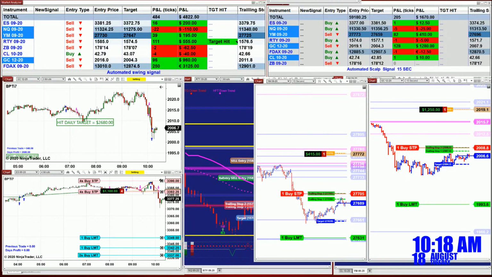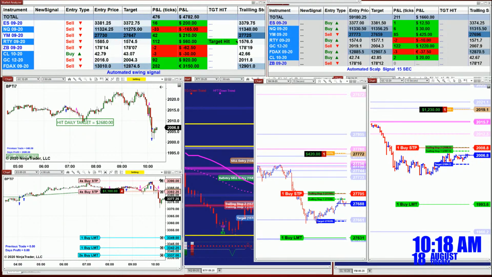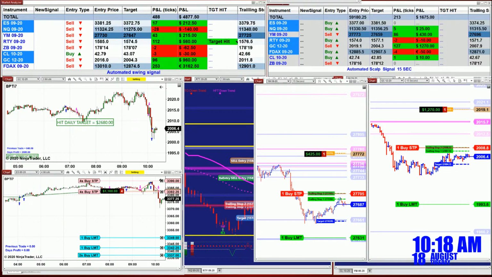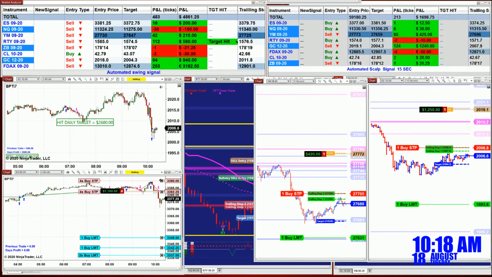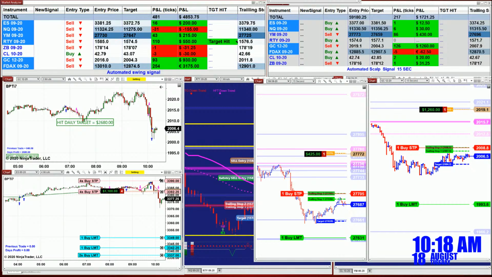It's very simple, and this is something a lot of amateur traders don't understand. When the market is flat, there are no ticks to be made. Your auto trade is not going to make you any ticks. It's going to make you lose ticks.